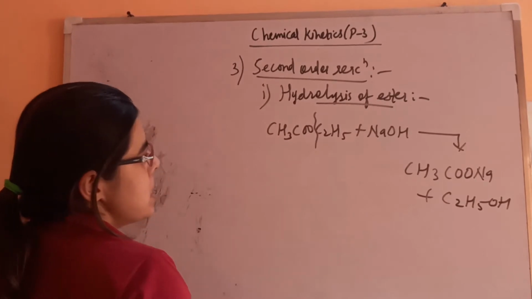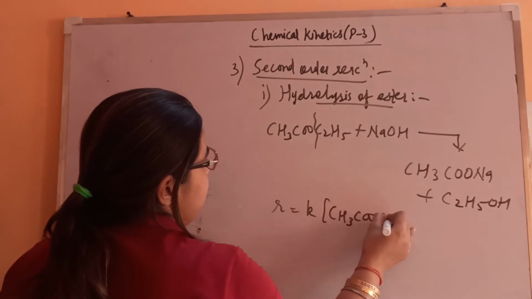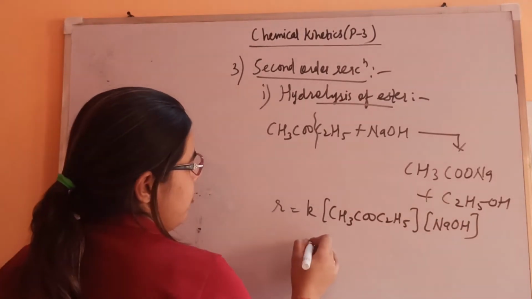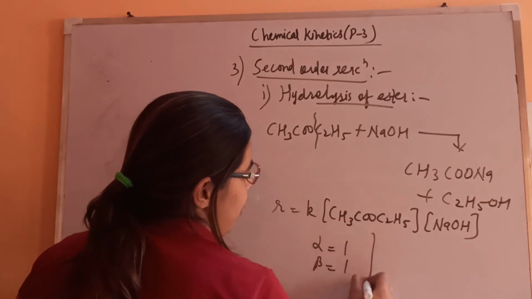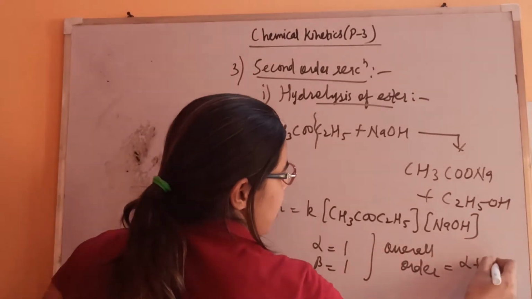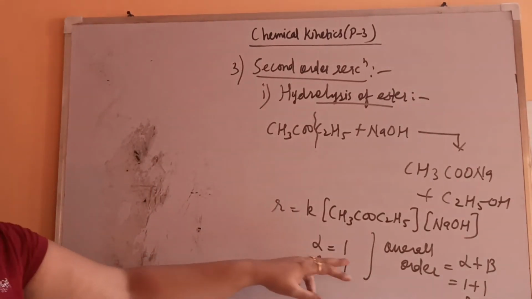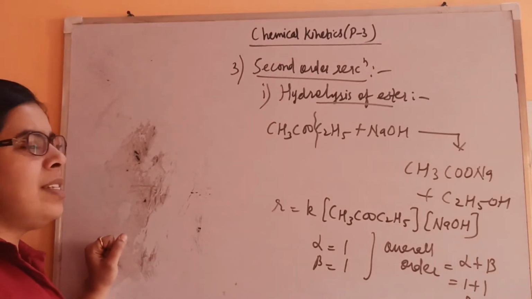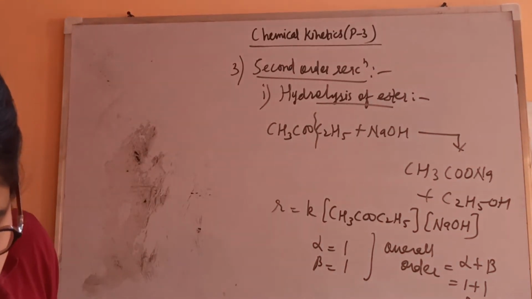So here the rate is found to be dependent on both the species, ester as well as NaOH. So the order is 1 with respect to this (alpha) and 1 with respect to this (beta). So how will you write the overall order? Alpha plus beta, that is 1 plus 1, that is 2. So that's why the order is 2. These are the individual orders, and that is the overall order. So in a second order reaction, the rate is dependent on both the reactant terms, both the concentration terms.